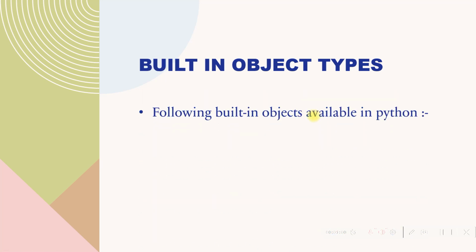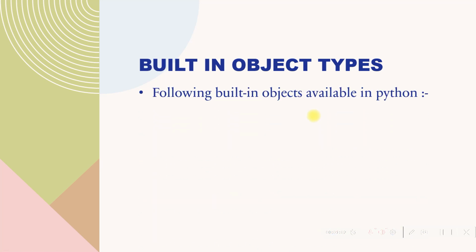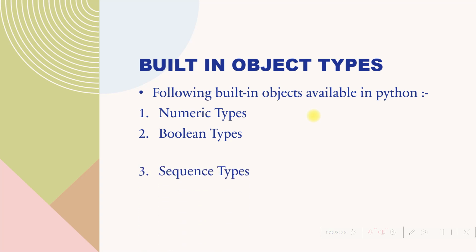Now we have a couple of object types available in Python. First one is the numeric type. This type is used to deal with numeric values like integer, float or complex numbers. Then we have the Boolean type. This type is used to deal with Boolean values like true or false.